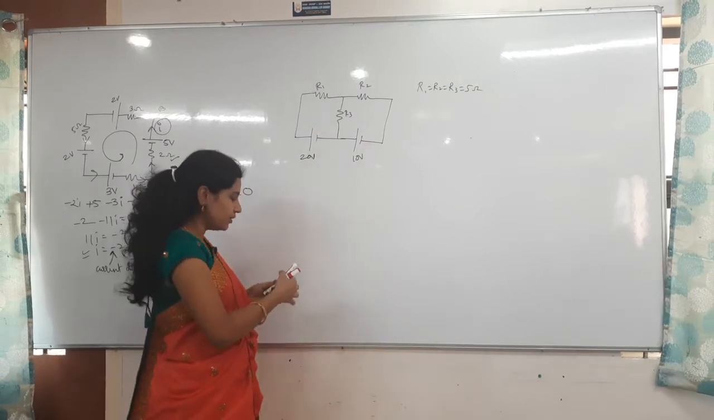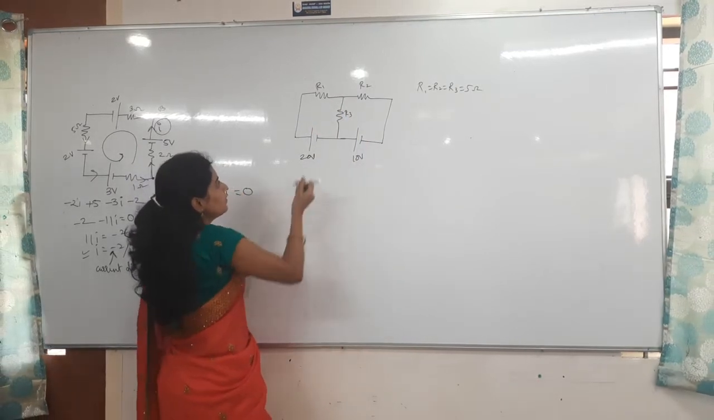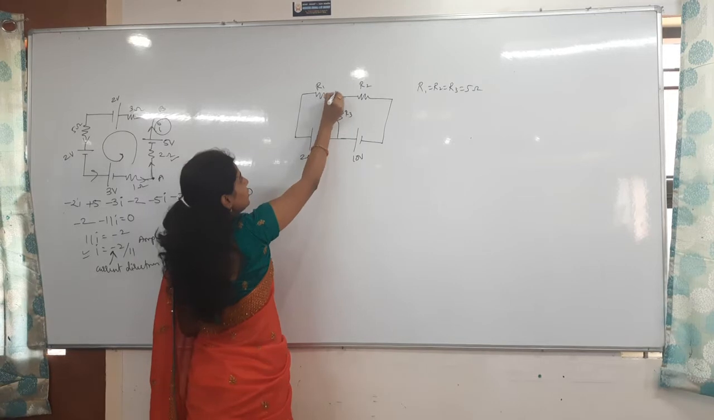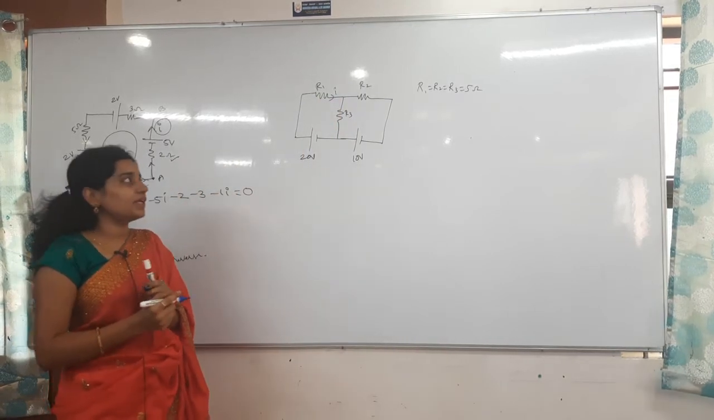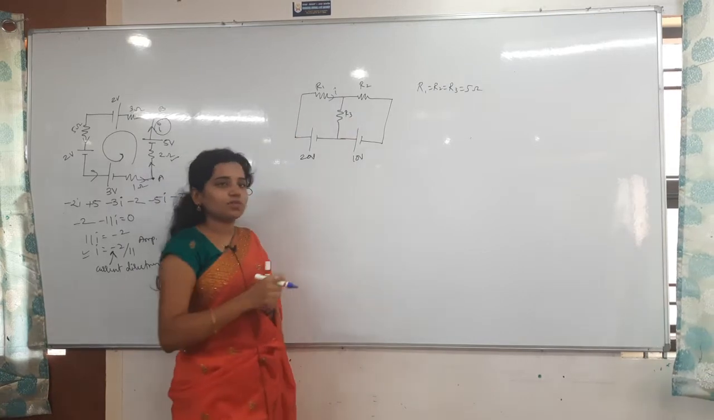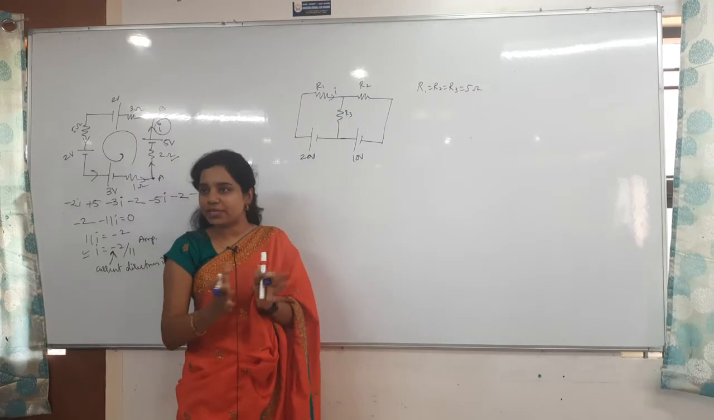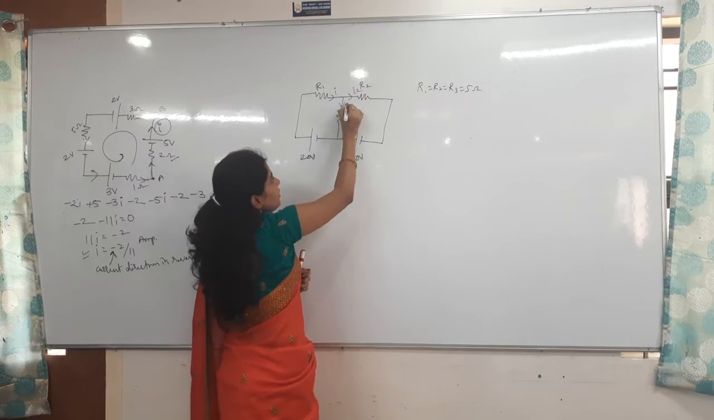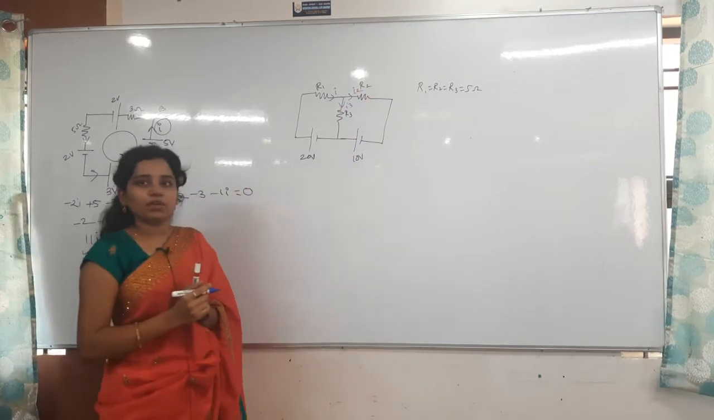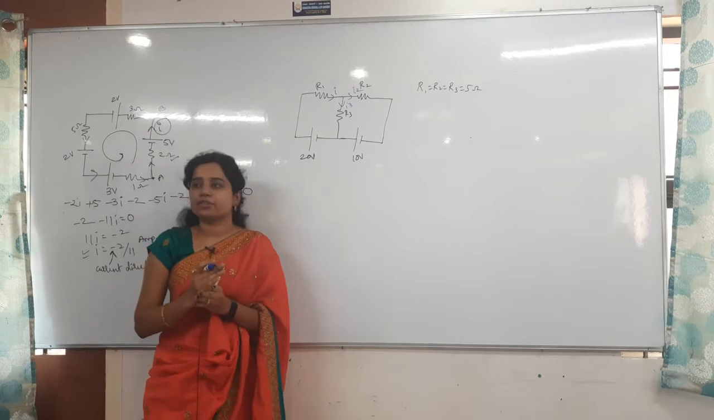Let us consider that this battery is giving the current I1, given by the first battery. Then it reaches a junction. Whenever it finds a junction, what happens to the current? It gets split, as I2 here and I3 here. Now you have to find the values of I1, I2, I3.